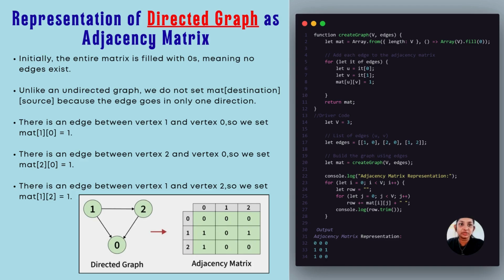Fourth step is visualize. On the slide, the graph diagram shows the directed edges. The matrix table shows the same connections in numbers: 0 0 0, 1 0 1, 1 0 0.